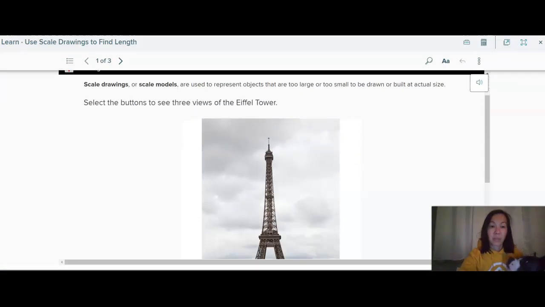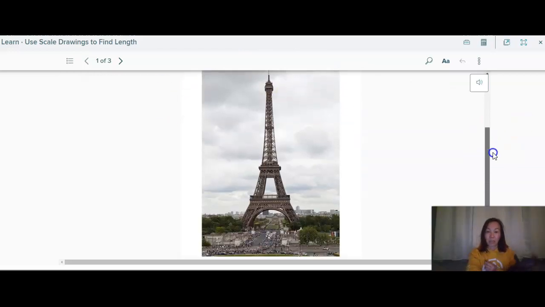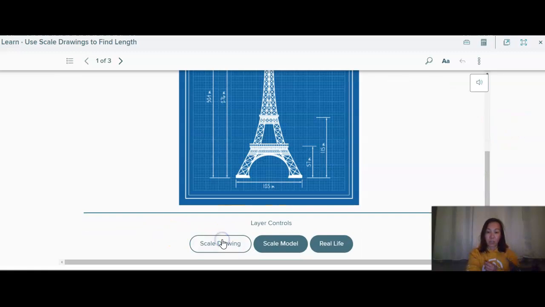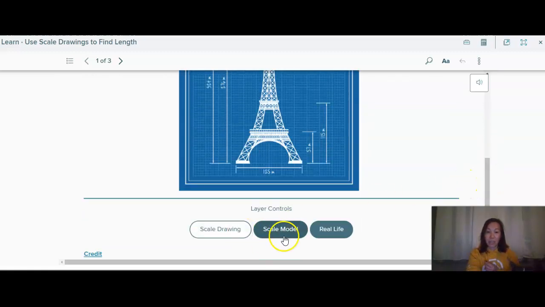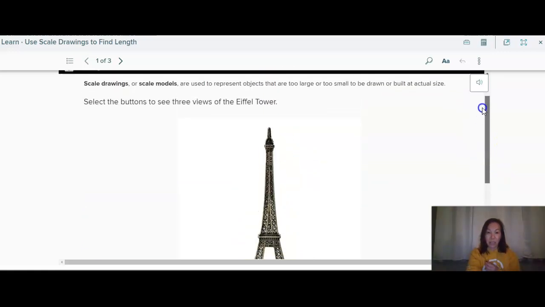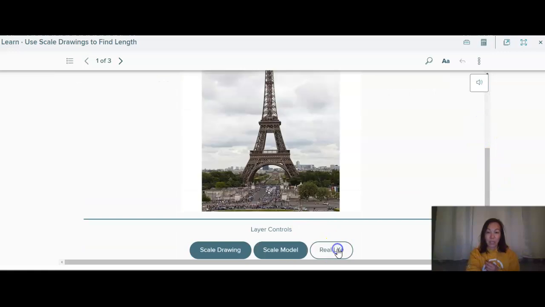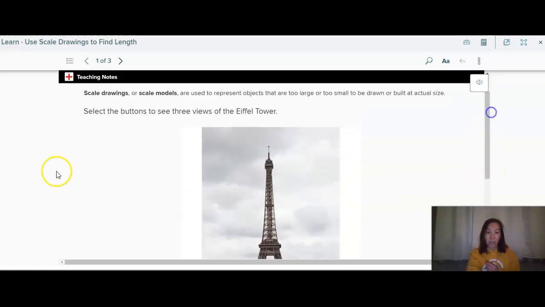Gross. Okay. Anyway, scale drawings or scale models are used to represent objects that are too large or too small to be drawn or built at actual size. So we're going to look at some views of the Eiffel Tower. Here is a scale drawing of the Eiffel Tower. Here's a scale model. A model is actually a 3D representation. And then this is obviously what it looks like in real life.